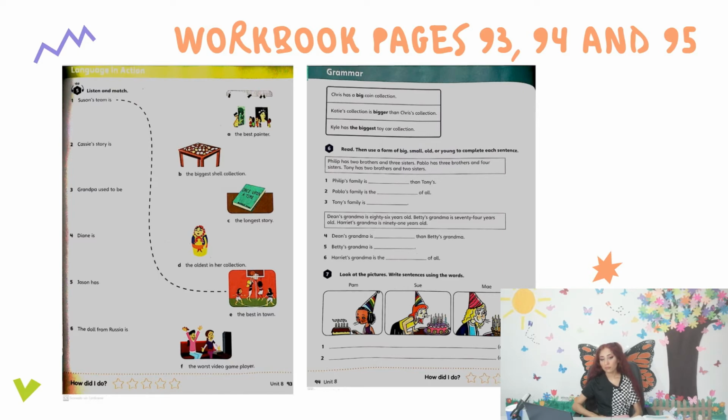2. Did you read Cassie's story? I did. It was really funny. And long. I know. It's longer than anybody else's. 3. Look at Grandpa's painting. Oh, it's beautiful. He used to be the best painter. One of his paintings is in a museum.